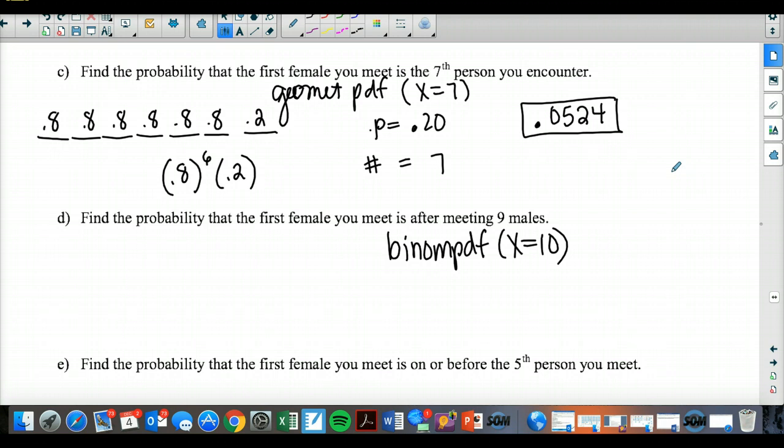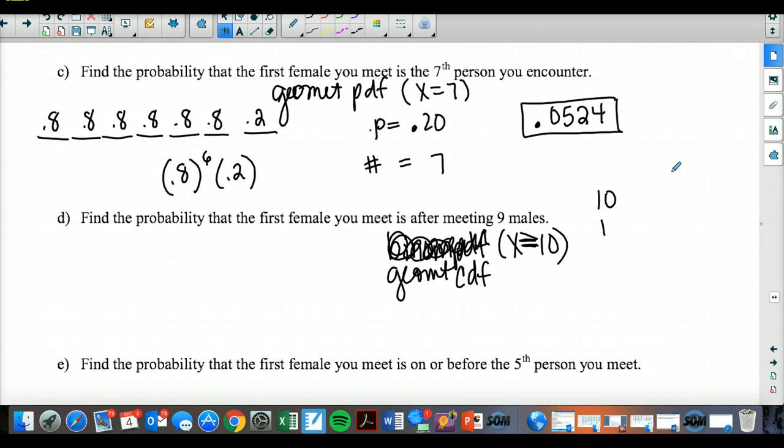Okay, and I agree with you, but I think you have to read into it a little bit. If it wanted to say it, it would say, what is the probability you have to meet exactly 9 men before you meet a female? That's what it would say. So this is actually a CDF. X is greater than or equal to 10. It's geometric. Sorry. My bad. Good job. Nice save. It's geometric CDF. X is greater than or equal to 10.